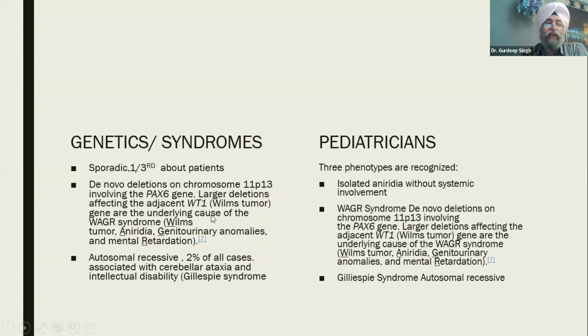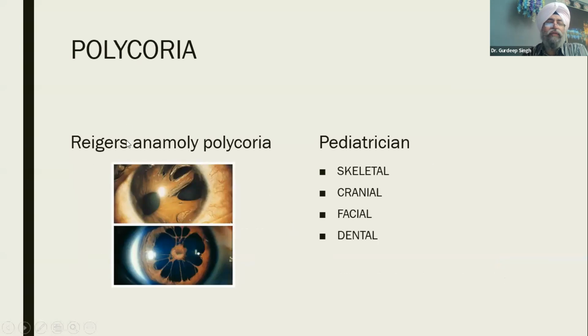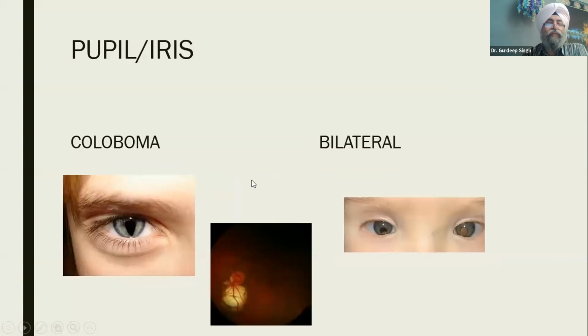And the only thing is when there is a PAX6 gene involvement, then we do need to rule out WAGR and Gillespie, both, because that is where we look at chromosomal deletions of 11p13, and that can be associated with the aniridia. And this is something different, like you can see a pupil like this sometimes, which can be polycoria. And I just talked about Rieger, where we have other skeletal, cranial, facial, and dental problems.